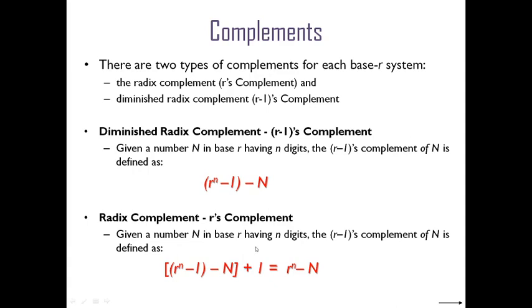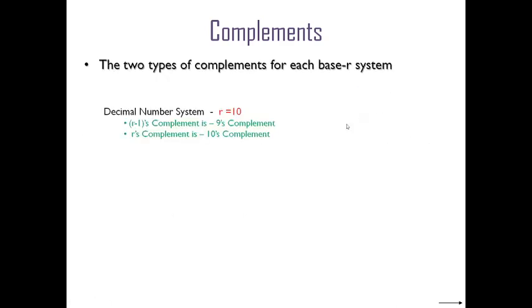Next, if you take these two complements for each base R system, for the decimal number system R equal to 10, and we are getting the R minus 1's complement as 9's complement and R's complement as 10's complement.